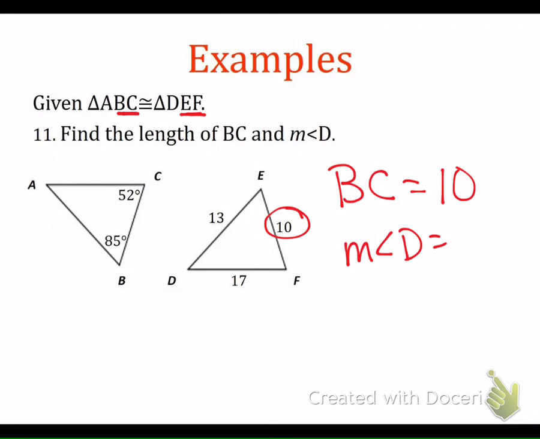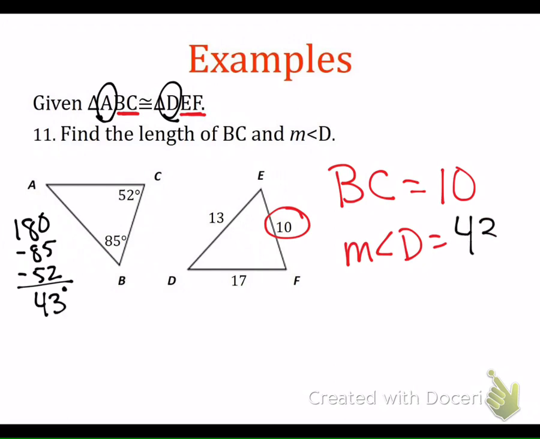All right, angle D, the first letter should match with angle A, but I don't know angle A. Very good. From last chapter, we learned 180 minus the two angles you're given will give you the one you're looking for. 43. Perfect. What are your questions?